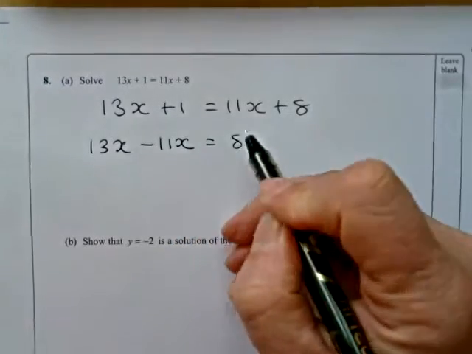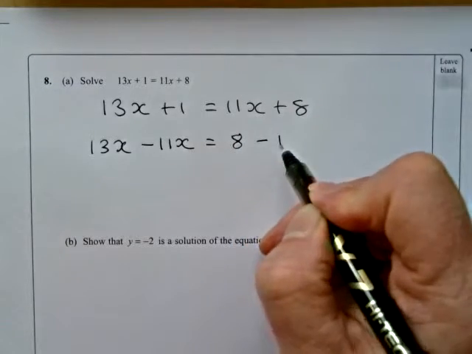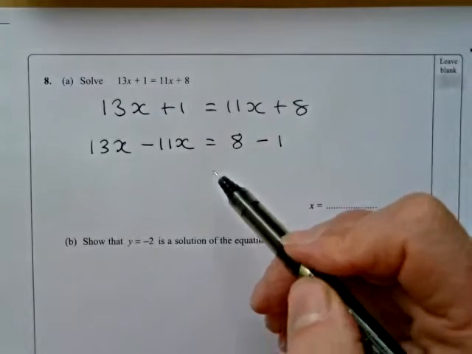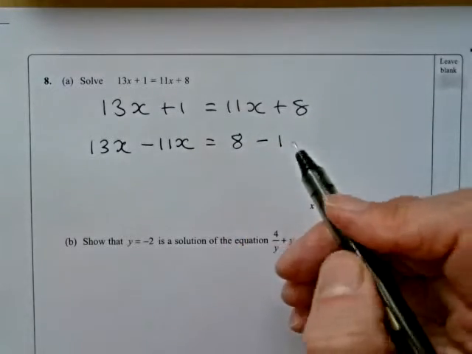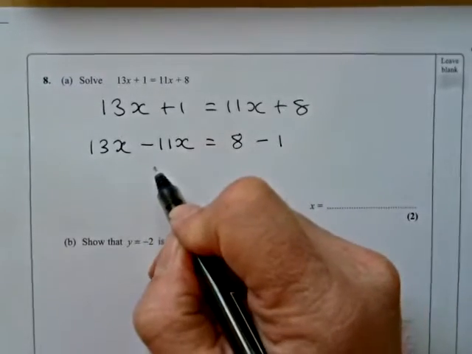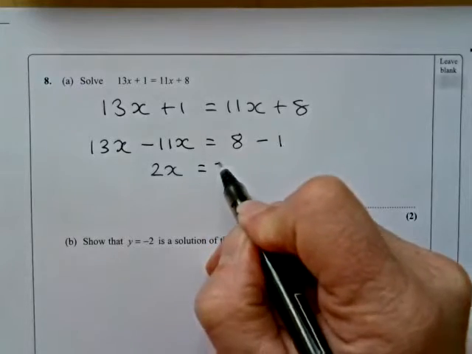The 8 stays where it is. We move the plus 1 to the other side, and that becomes a negative. And just to remind you, effectively you've taken 11x away from both sides, and you've taken 1 away from both sides as well. So the 13x take 11x is 2x, and the 8 take 1 is 7.